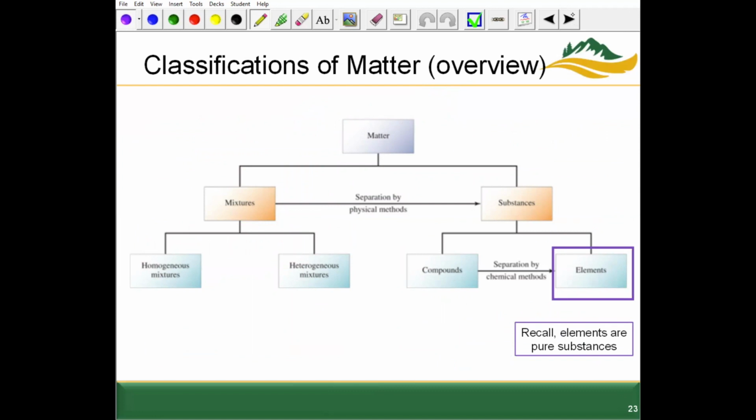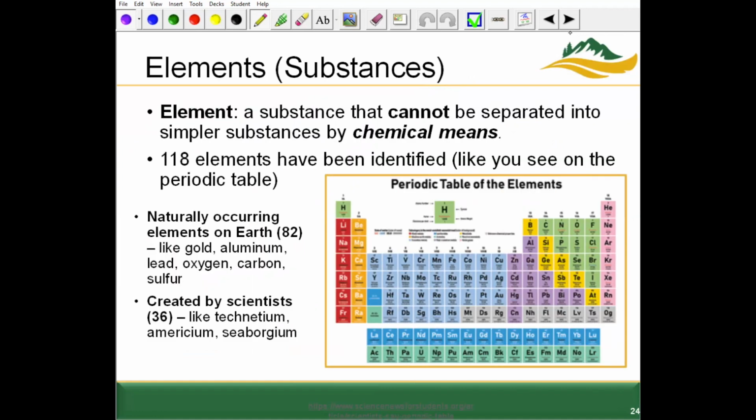To remember the scope of where we are, this is the same flowchart from chapter 1. Remember that in the category of matter, within substances, we can have compounds and elements. So here we've been talking all about elements. Here's another slide you've seen before from chapter 1. So just another reminder on the definition of an element. It's a pure substance. Also importantly, it cannot be separated into simpler substances by chemical means.